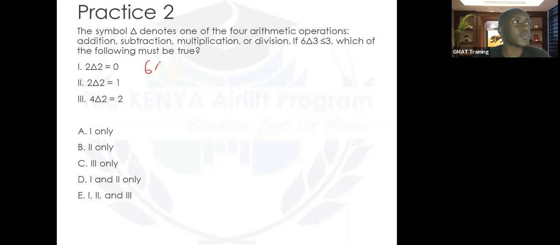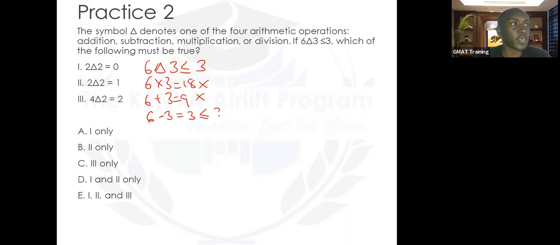Well, if 6 triangle 3 is less than or equal to 3, then let's try. 6 times 3 is equal to 18, so it's not the operation. 6 plus 3, that's 9. That's not the operation. 6 minus 3, that's 3. Well, that is less than or equal to 3. So this could be the operation. 6 divided by 3 is equal to 2. This is less than or equal to 3, so this could be the operation.